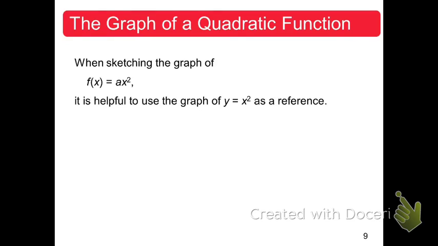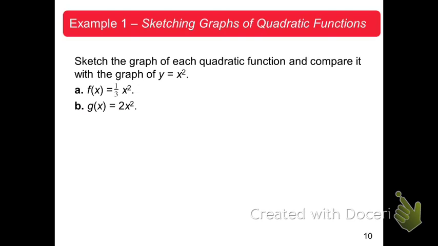So when sketching the graph of f of x equals ax squared, keep in mind we're going to have our parent function. We're going to remember the graph y is equal to x squared as a reference. So if we recall, y is equal to x squared looks like this. Then we'll see what happens for a greater than 0 or less than 0 when we graph a few functions. So let's graph these two functions and compare them to the graph of x squared. We've actually done this in our last chapter.